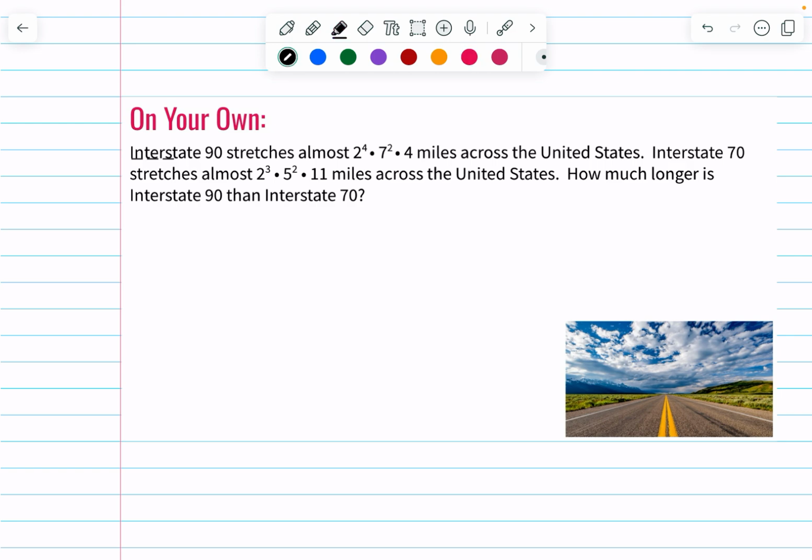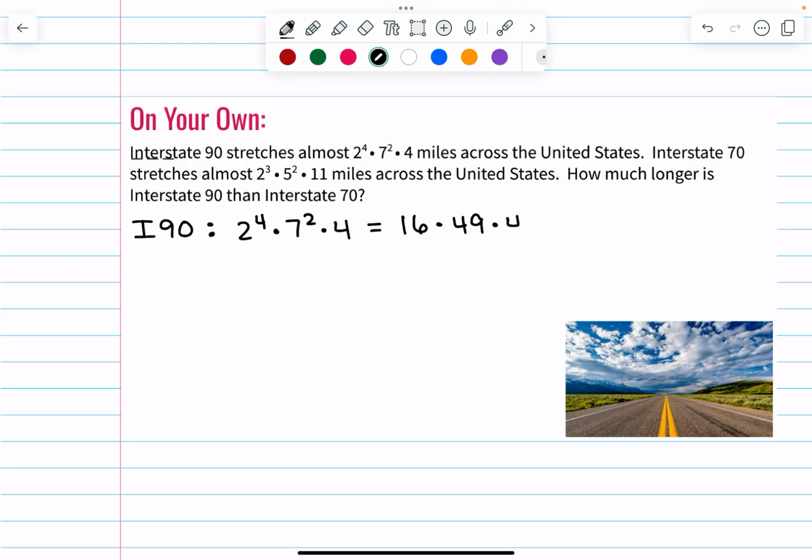Okay, so I'm going to make I-90. Okay, so that is 2 to the power of 4 times 7 squared times 4. So 2 to the power of 4 I know is 16. We've done 2 to the power of 3 a lot, which is 8, and then times another 2 is 16. Okay, 7 to the power of 2 is 49, and then times 4.